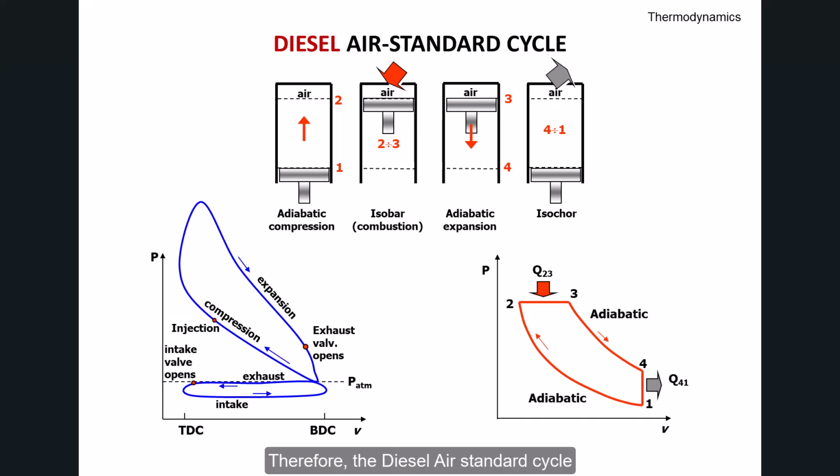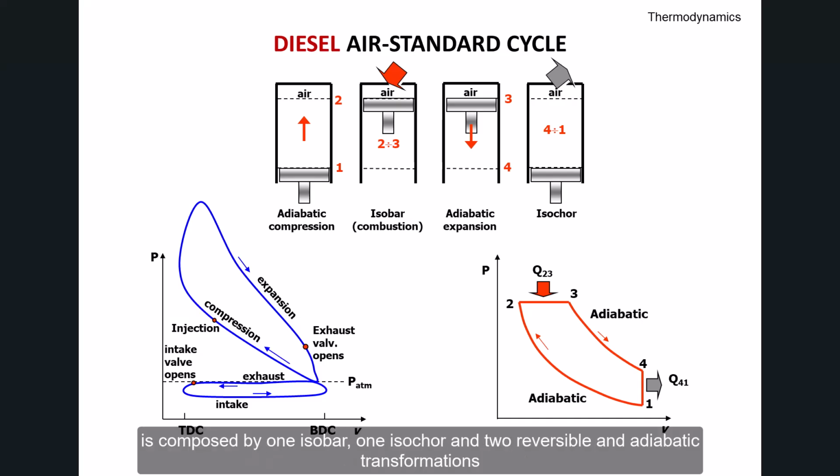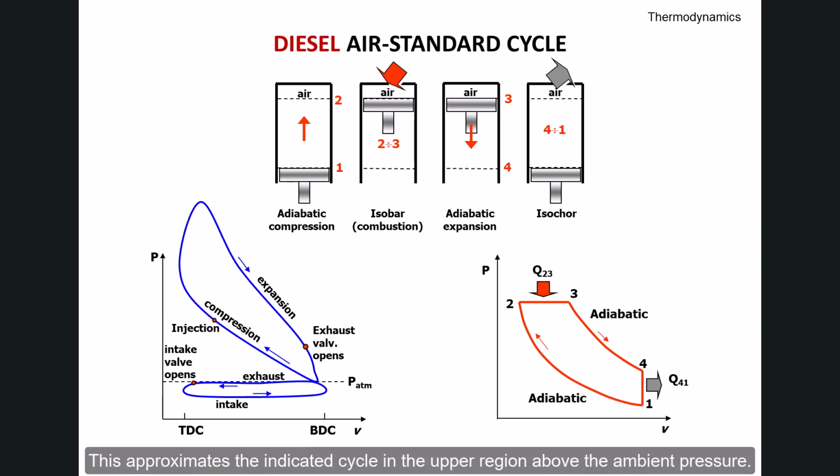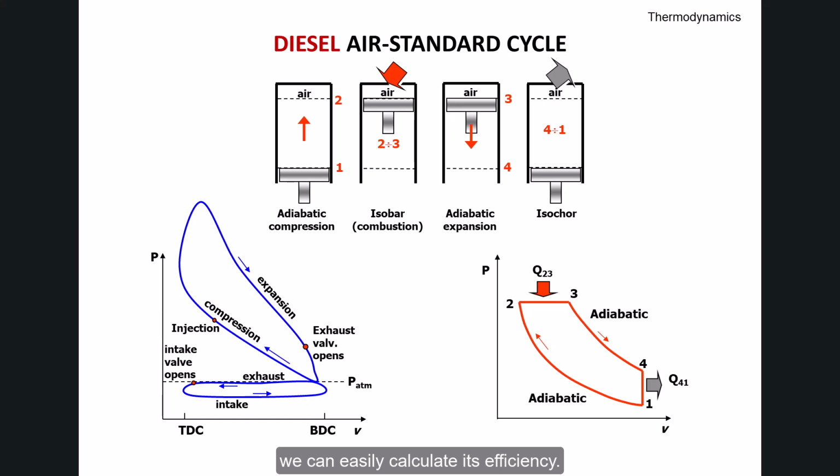Therefore, the diesel Air-Standard cycle is composed by one isobar, one isochore, and two reversible and adiabatic transformations, isentropic transformations. This approximates the indicated cycle in the upper region above the ambient pressure. Now that we have a simple representation of the diesel Air-Standard cycle, we can easily calculate its efficiency.